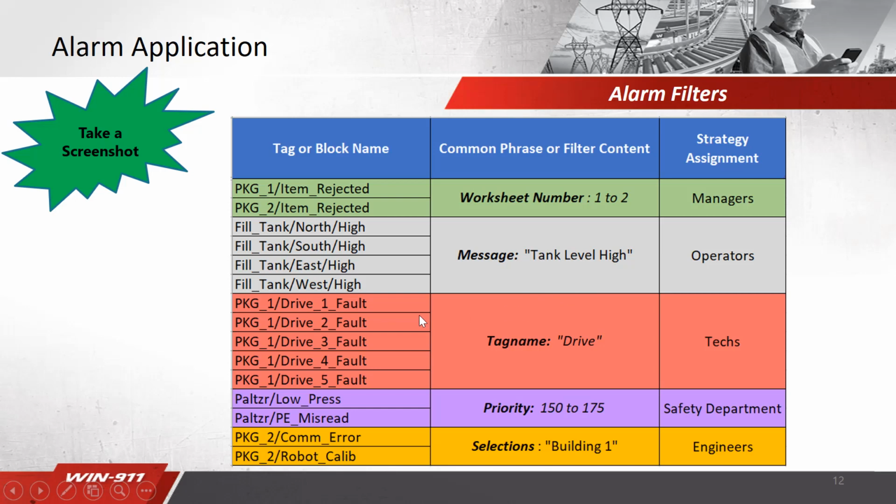Next, that drive fault example I gave with 1, 2, 3, 4, 5, these I will filter on tag name for drive, and I will point them to the technicians. Next, these two alarms, they have a specific priority, and I want to point them to our safety department. Finally, we have our last couple of alarms. They have a selection for building number 1. These alarms will point to our engineers.